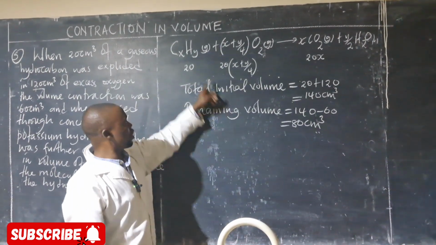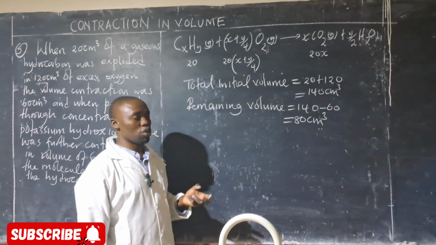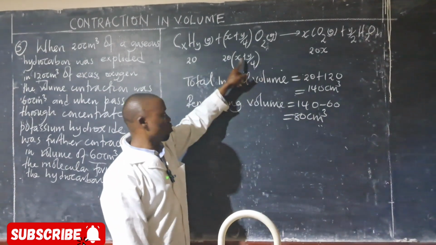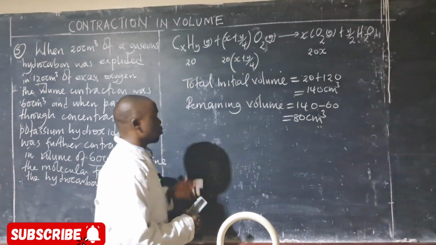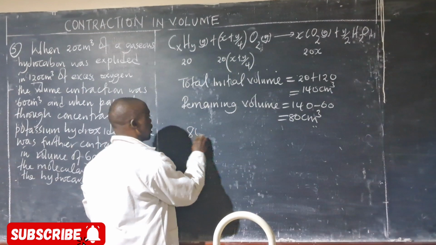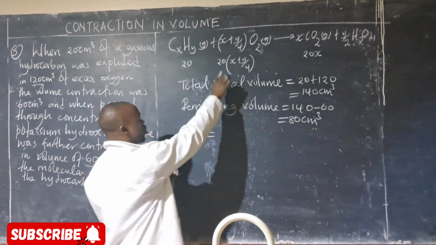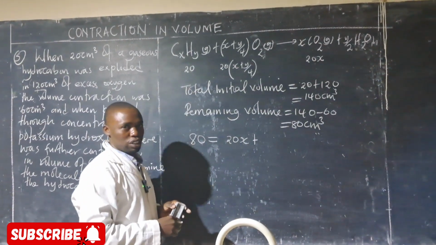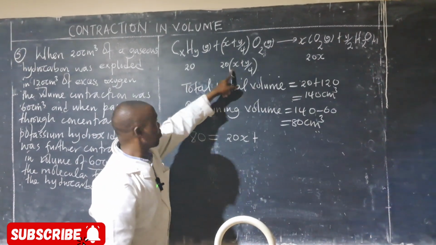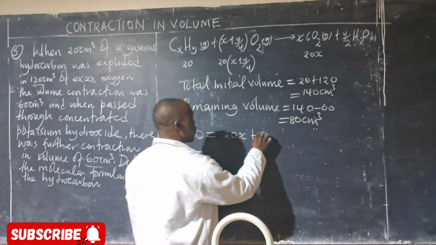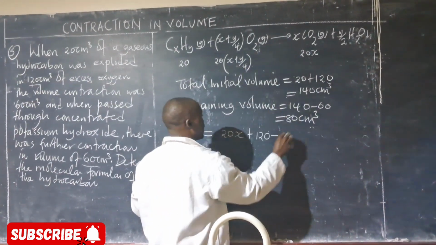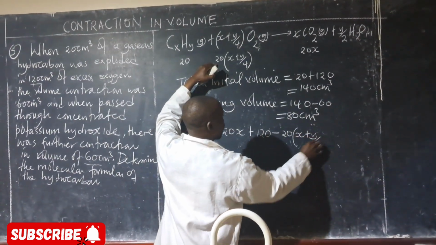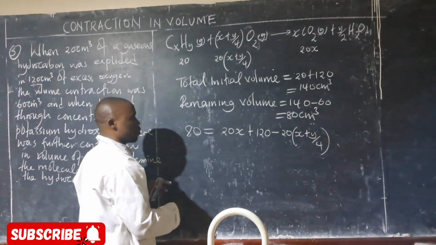Now, in terms of these unknowns, what is the remaining volume? We said the first stage contains the volume of carbon dioxide and the volume of unreacted oxygen, because part of the oxygen reacted. So the 80 would equal the volume of carbon dioxide, which is the 20x, plus unreacted oxygen. Remember, this is the reacted oxygen, but we introduced 120. So unreacted oxygen would be 120 minus this reacted here. So this reacted is this y out of 4. So let's simplify the math.